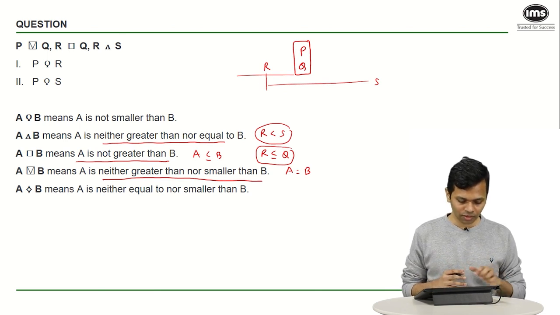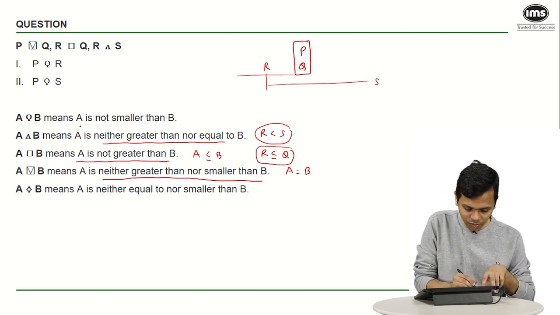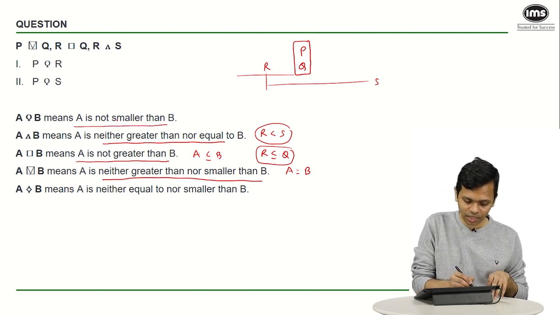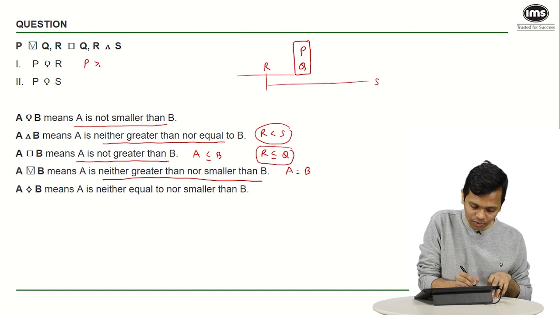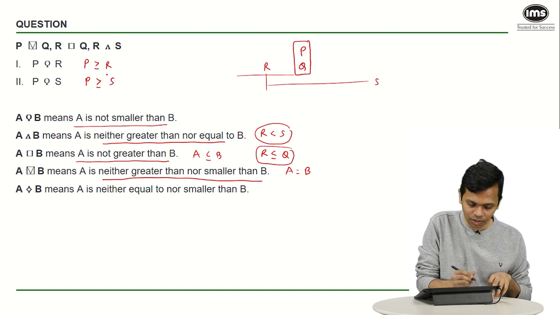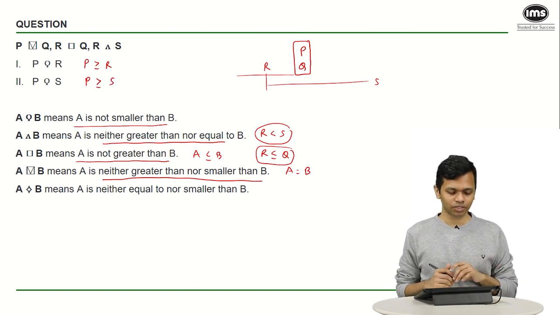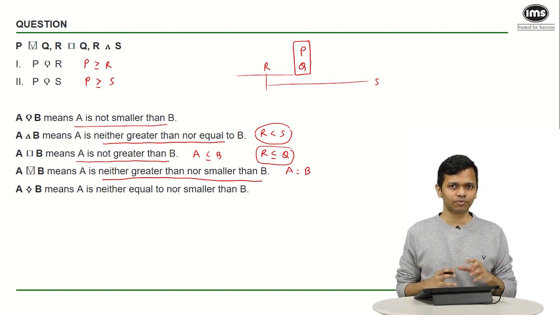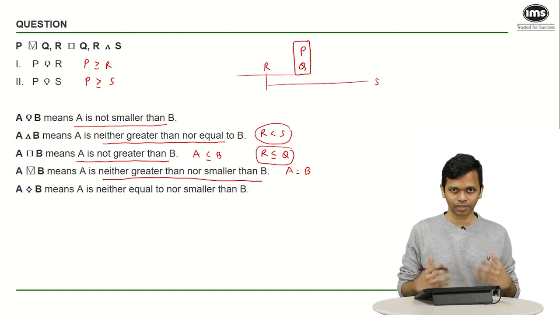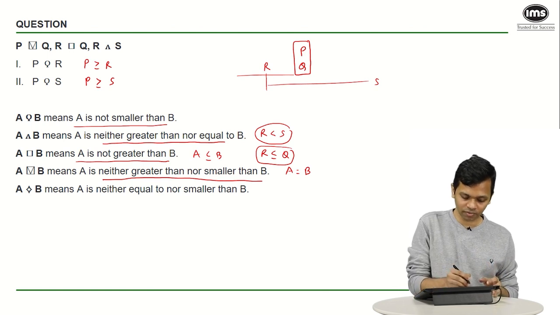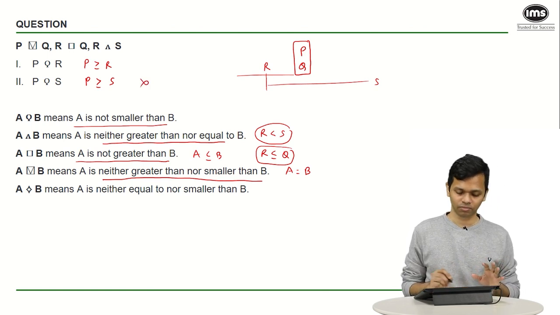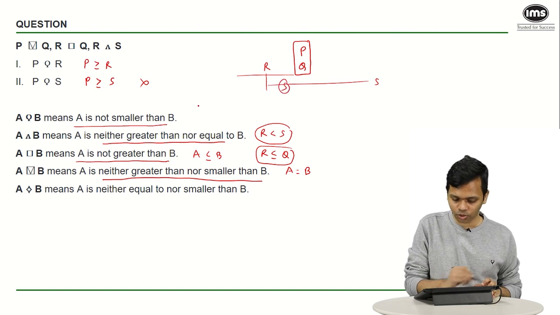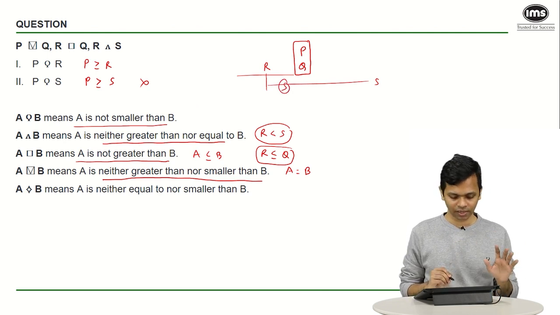Now let's look at the conclusions that are given to you. So you have the first one which says not smaller than, so greater than or equal to. So we have P greater than or equal to R, P greater than or equal to S. Now think about this for a moment. Is there anything which gives you some sort of conclusion between the position of S relative to P? You don't have anything, which means this is definitely not your conclusion, right? S can be here, S can be here also. And that is why the second one is clearly out.